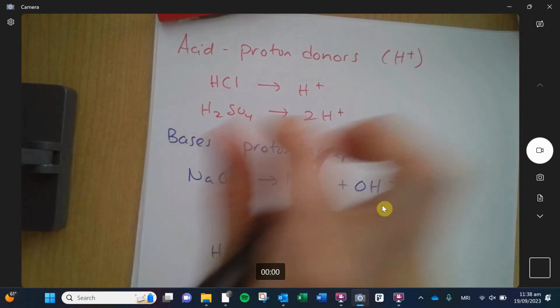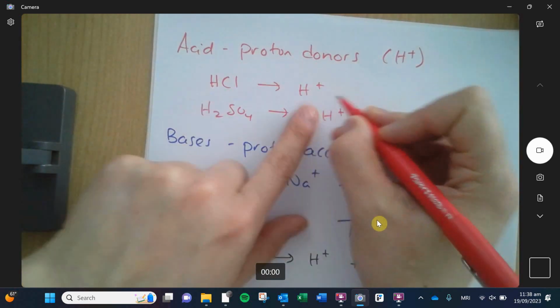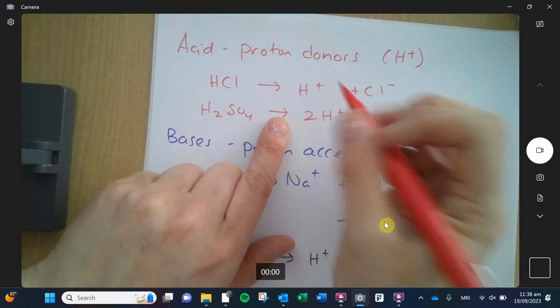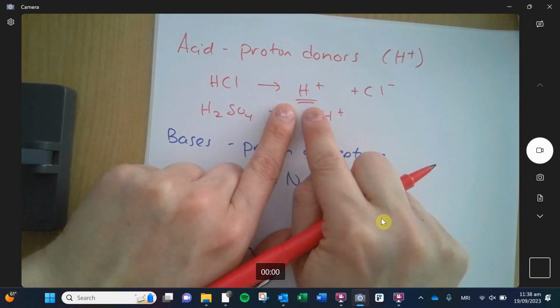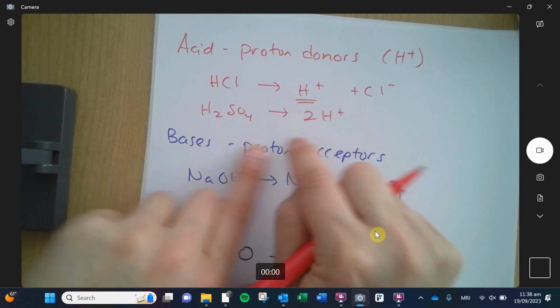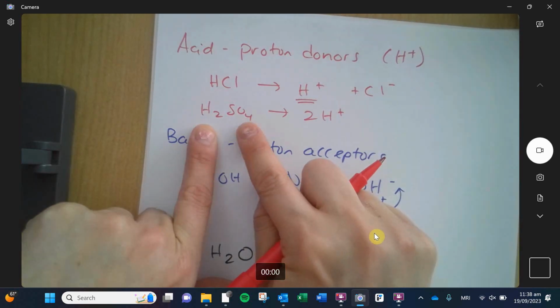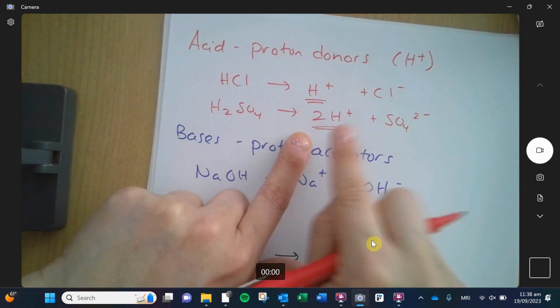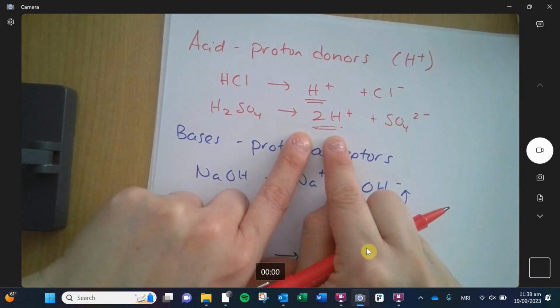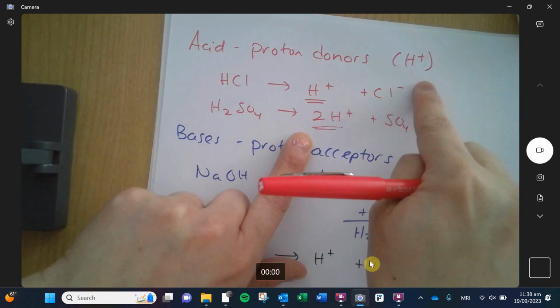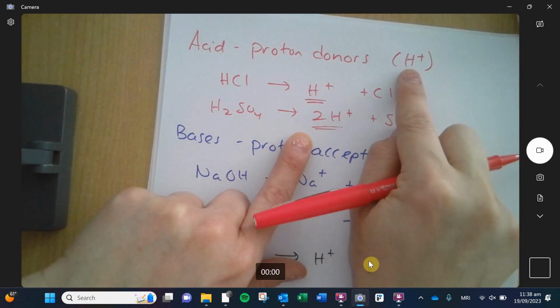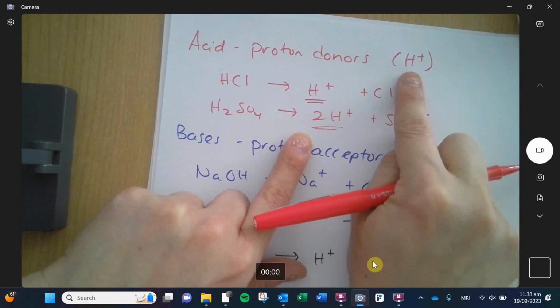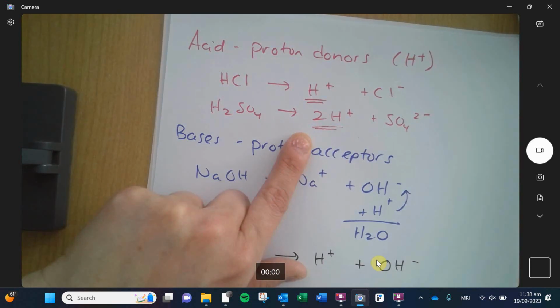For hydrochloric acid, when it breaks apart, you're going to get the hydrogen ion and the chloride ion. The hydrogen ion here is what makes something an acid. And then sulfuric acid, when it breaks apart, you get SO4 2-. Again, the hydrogen ion being released is causing the acidic properties. So we define acids as proton donors, aka hydrogen donors. We call them protons because hydrogen as an element on the periodic table just has the 1 proton in the nucleus.